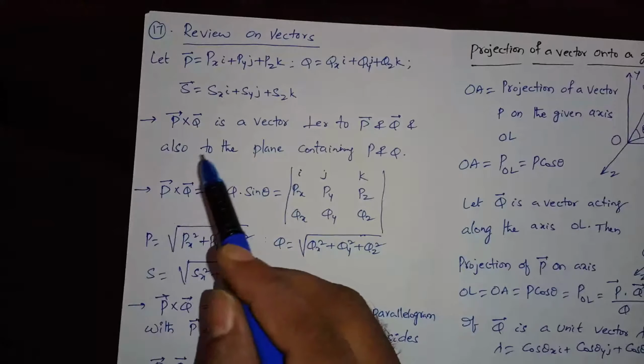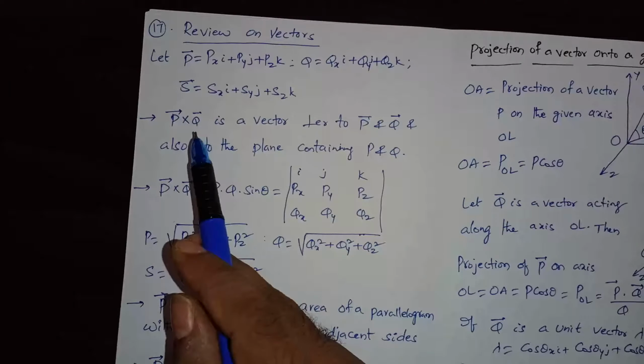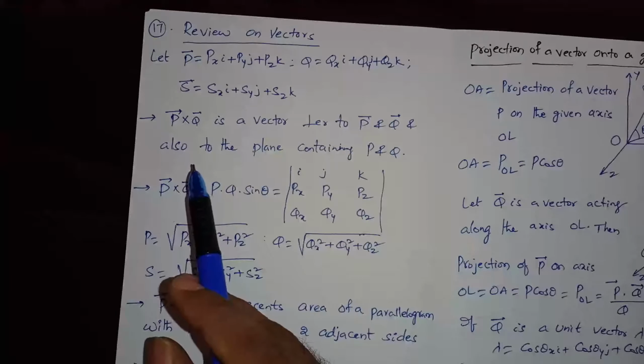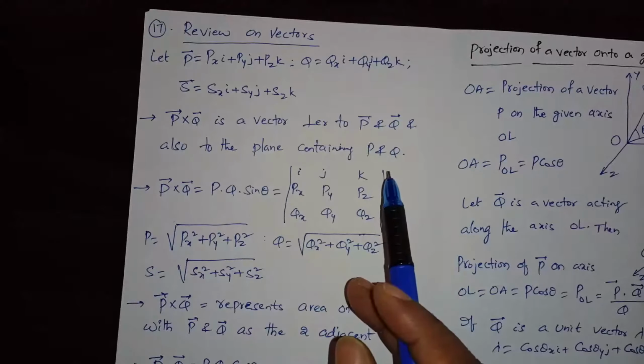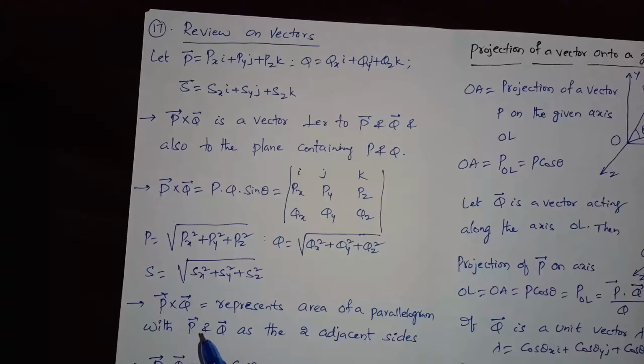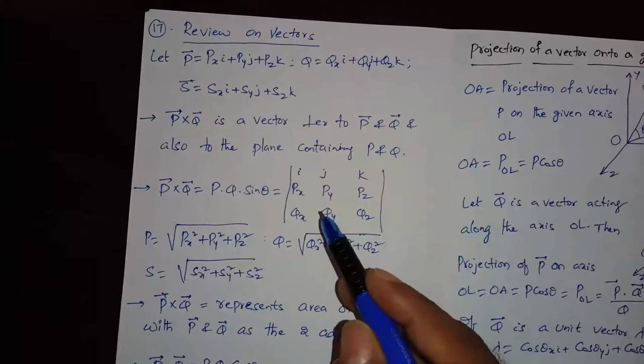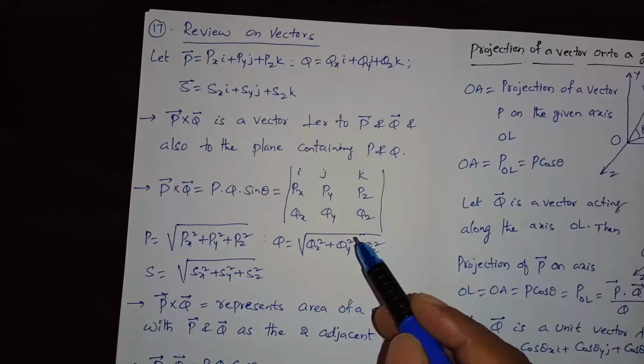And if you consider the cross product of this vector p and q, p bar cross q bar is a vector perpendicular to p and q and also perpendicular to the plane containing p and q, and this p bar cross q bar is equal to pq sin theta and det of ijk px py pz qx qy qz.